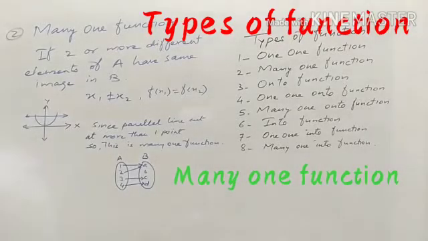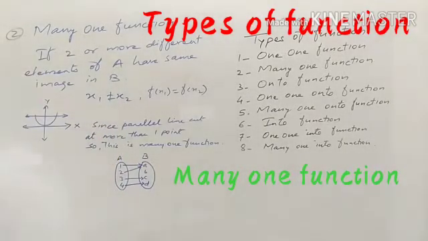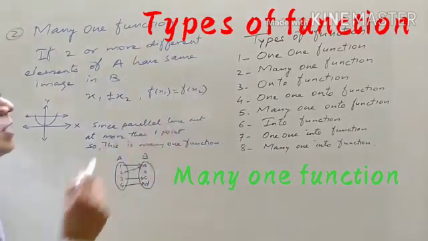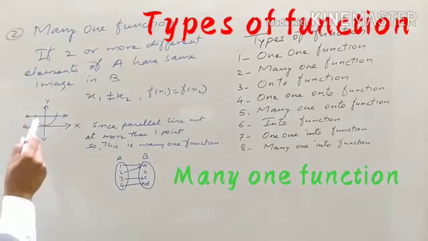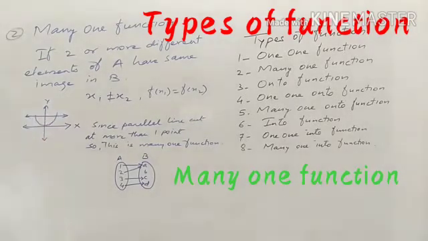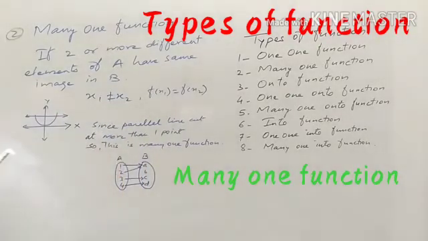Now the second one, many-one function. If two or more different elements of A have the same image in B, meaning x1 is not equal to x2, two different elements, but f(x1) is equal to f(x2). Through this graph also you can understand the same way: x-axis, y-axis, and when we draw a line parallel to the x-axis, we see that it intersects the graph in two distinct points. Since the parallel line intersects at more than one point, this is a many-one function.